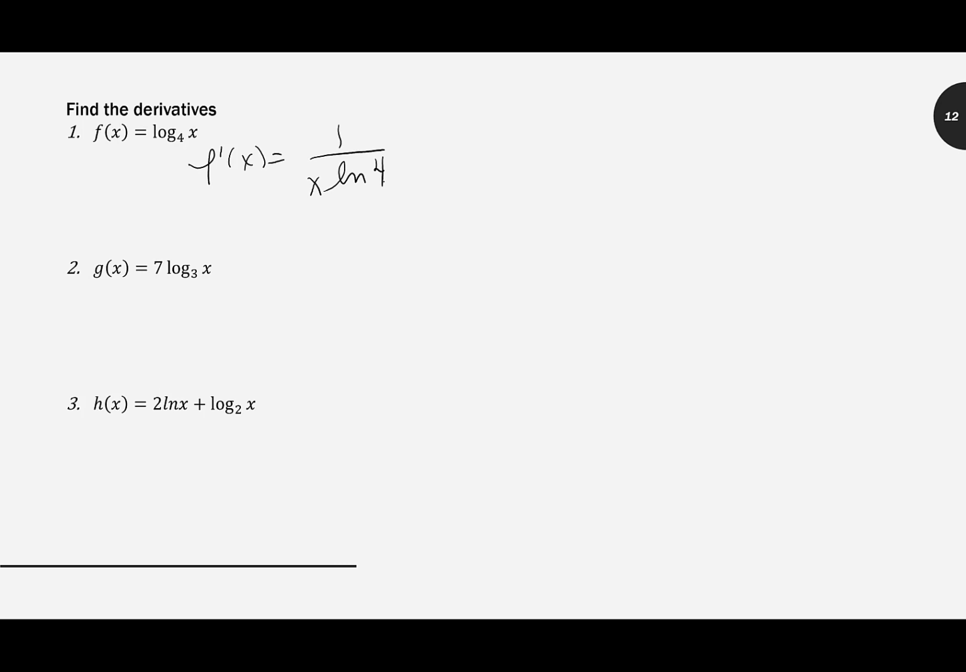G of x says 7 times the log base 3 of x. Derivative, g prime of x. Hold on to that 7. Then I know the derivative of the log. I have 1 over x, and then I do the natural log of 3. You can rewrite that. We can put the 7 on top, x, natural log of 3, in the denominator.